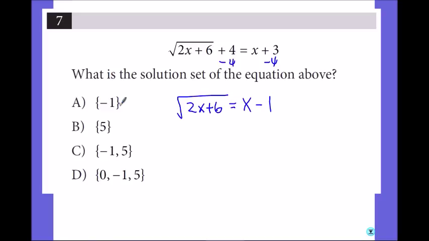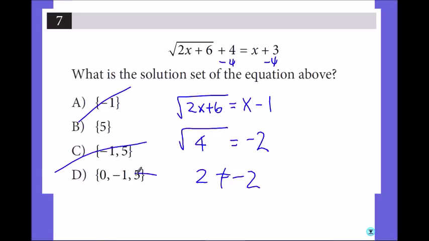So what about -1? When you plug in -1, you get square root of -2 plus 6, which is 4. And -1 minus 1 is -2. But square root of 4 is not equal to -2. So -1 does not count. Oh, then it has to be 5, right? Because you have to eliminate the choices with -1.